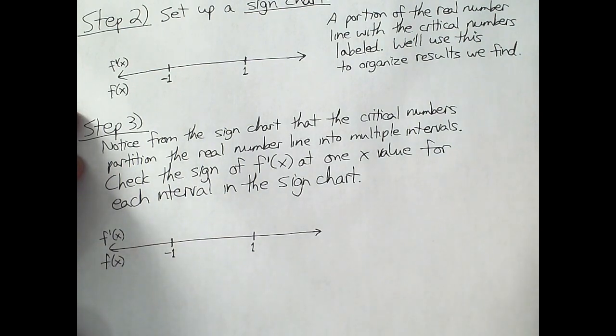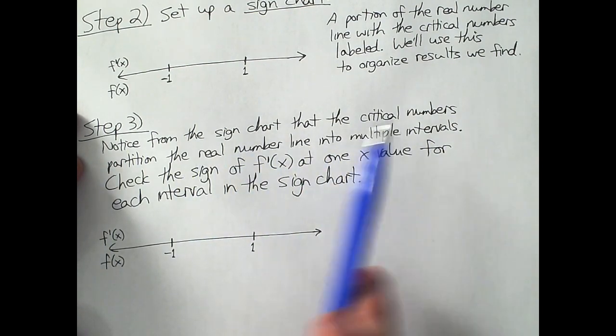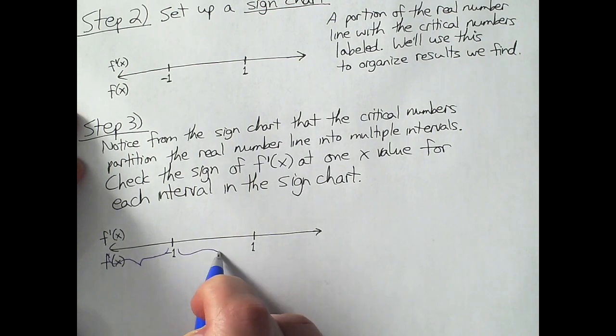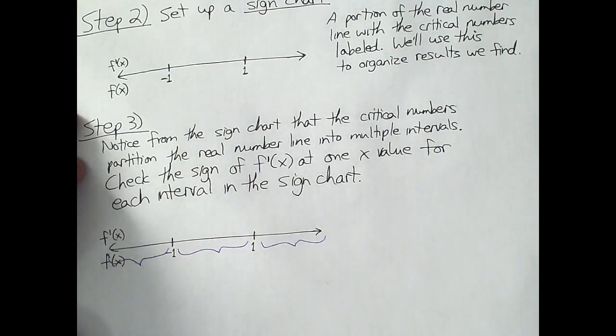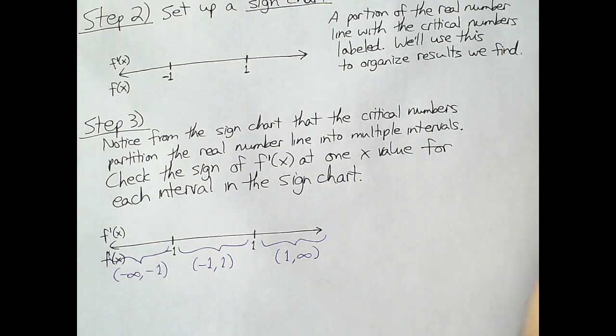All right, so here's what I mean when I say notice the sign chart. Notice from the sign chart that the critical numbers partition the real number line into multiple intervals. Here's what I mean. This stuff right here, this right here, and this right here. It's like 3 different intervals. This would be 1 to infinity. This would be the interval -1 to 1. And this would be the interval -infinity to -1. So the critical numbers are chopping up the number line. And because there were 2 critical numbers, we actually have 3 intervals.